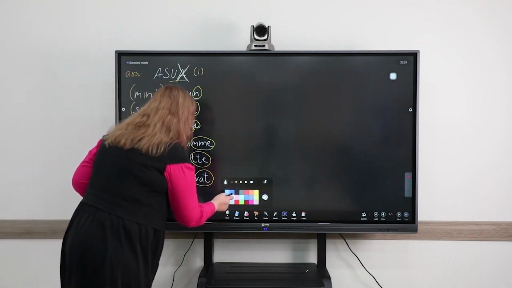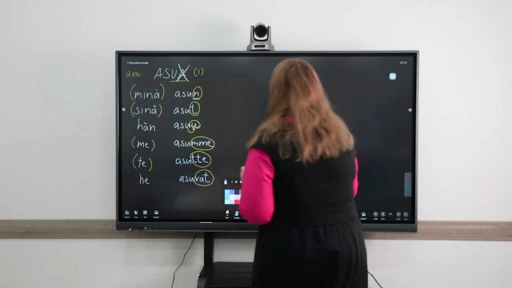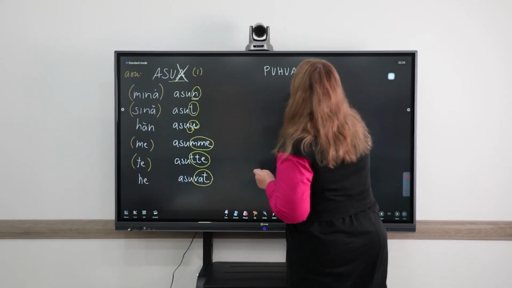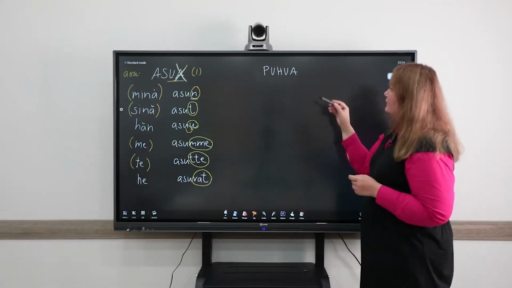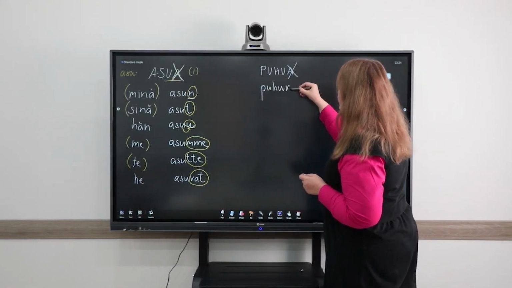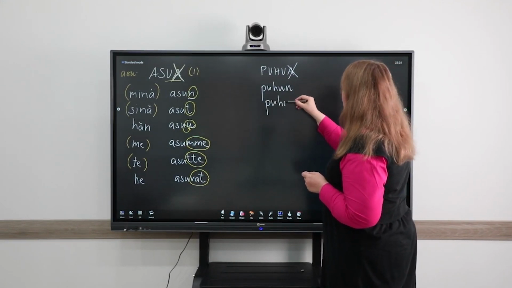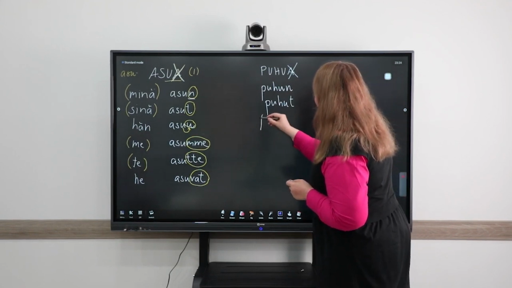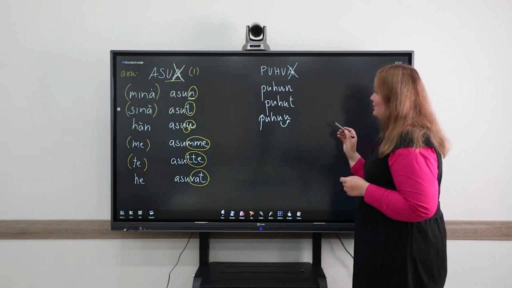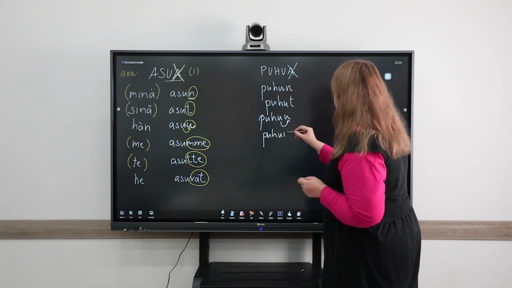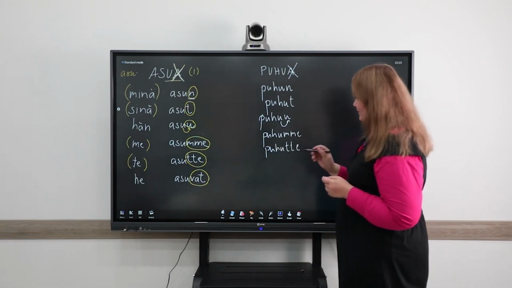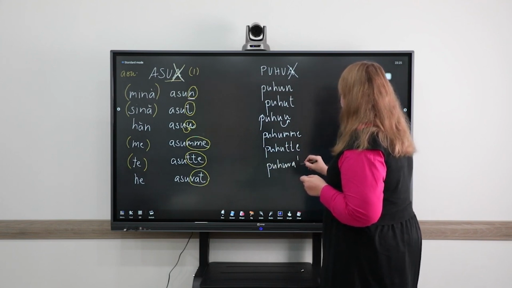Let's take another example. So, puhua. What do we need to do first? We take away the last a, and then we start adding the endings. Minä puhun. I speak. Sinä puhut. You speak. Hän puhuu. We double the last u. It's not always u, but in these verbs it is. Me puhumme. We speak. Te puhutte. You speak, plural. And he puhuvat. They speak.